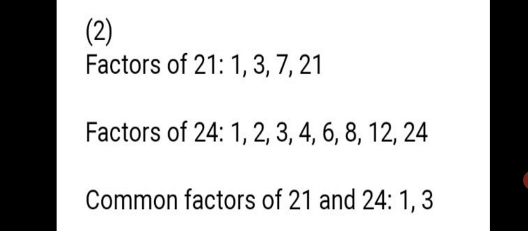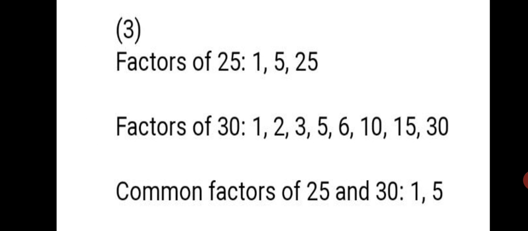Factors of 24. 1 into 24, 2 into 12, 3 into 8 and 4 into 6. So while arranging them, how do you arrange them? Factors of 24 are 1, 2, 3, 4, 6, 8, 12 and 24. Now it's the time to pick out the common factors of 21 and 24. 1 and 3. Only two common factors we can see here. So write down 1 and 3 as the common factors of 21 and 24.